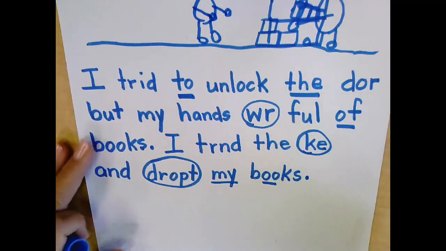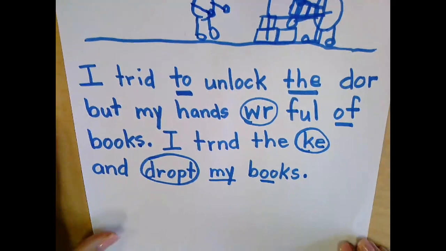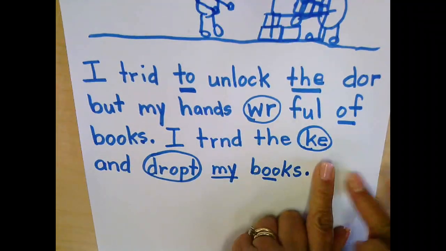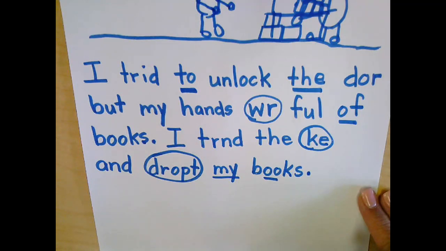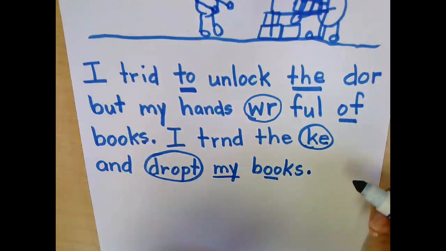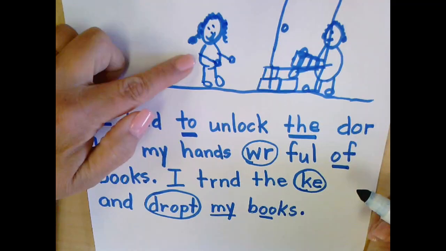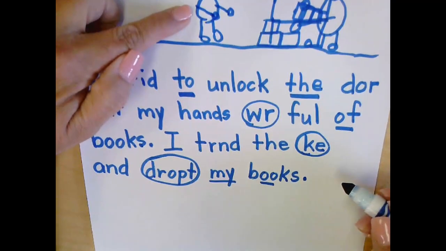She was coming down the hall, and she helped me pick up my books that I dropped. That's a very important part of my story. So I'm going to start my sentence right after this period here. I'm going to leave a little space. I tried to unlock the door, but my hands were full of books. I turned the key and dropped my books. Okay, this is the teacher that's next door to me, and it's probably some of you guys' teacher. Mrs. Helms might be your teacher.